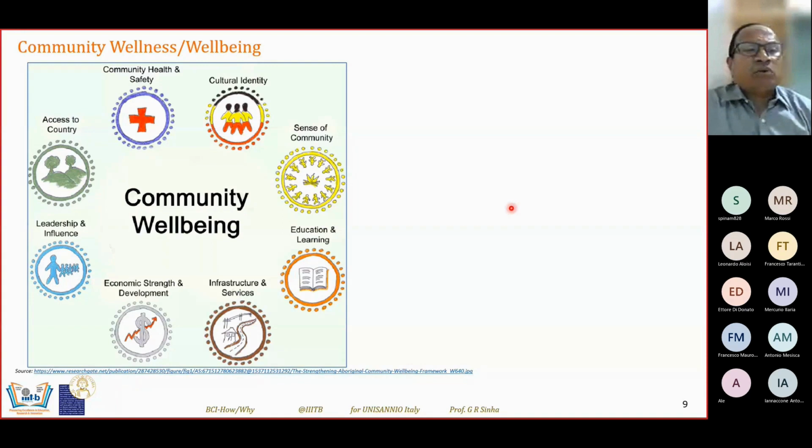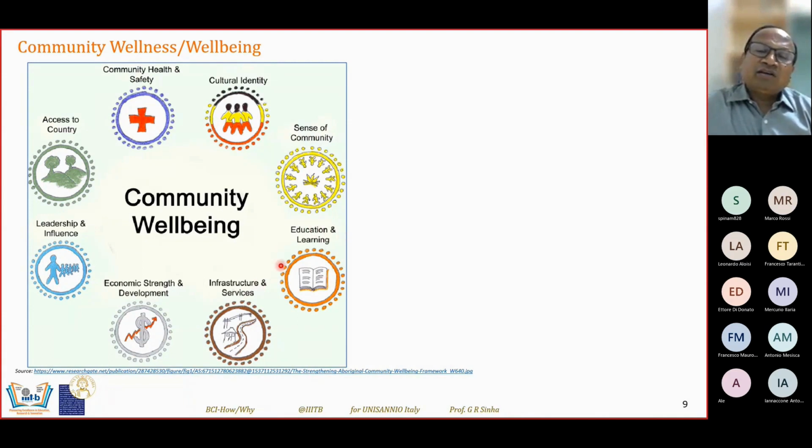Let us understand what we mean by community well-being and wellness. Because when we are saying that BCI is used in healthcare, a number of times we are using the term. So, community wellness or well-being, is it really an area where BCI could play an important role? The answer is yes.